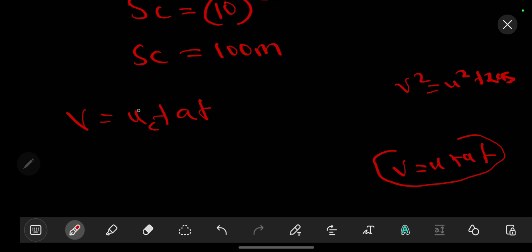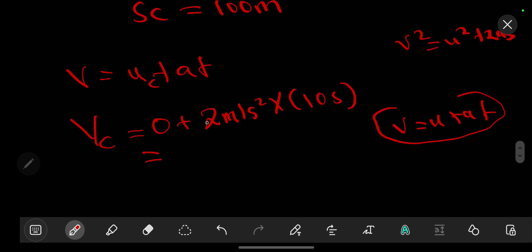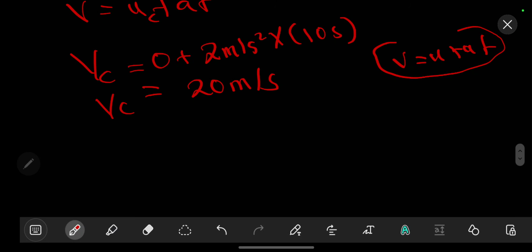Now for the car, it's starting at rest, meaning the initial velocity u is 0. So our v of the car at the instant it overtakes the truck should be equal to 0 plus our acceleration, which is 2 meters per second squared, times our time, which takes 10 seconds. We are going to multiply them and we are going to get a value that is equivalent to 20 meters per second as the velocity at which it overtakes the truck. So that is how you go about that question.